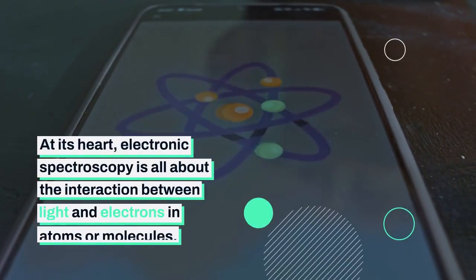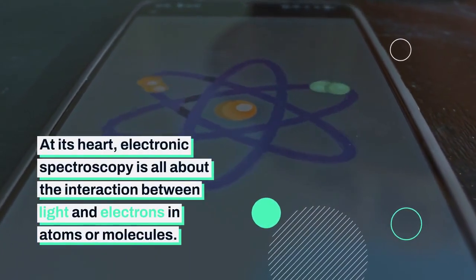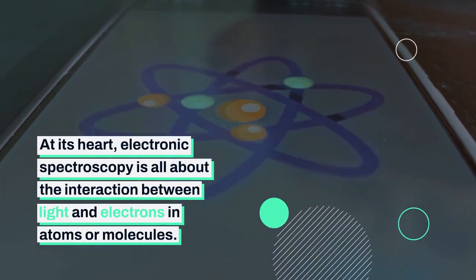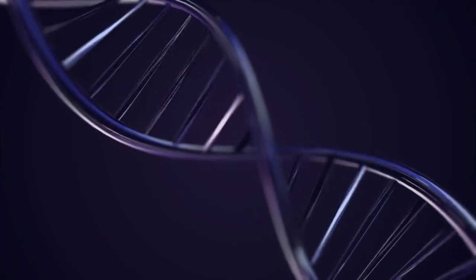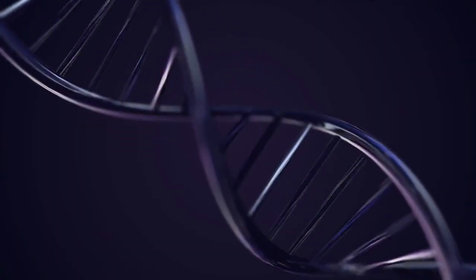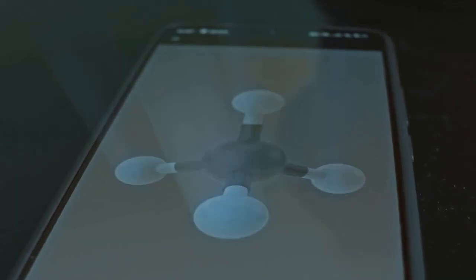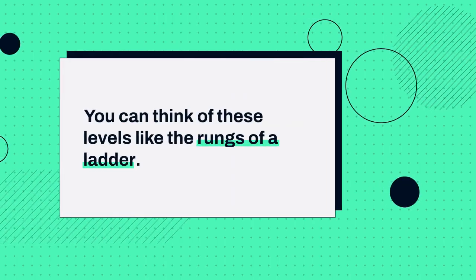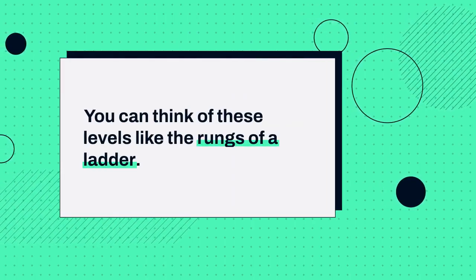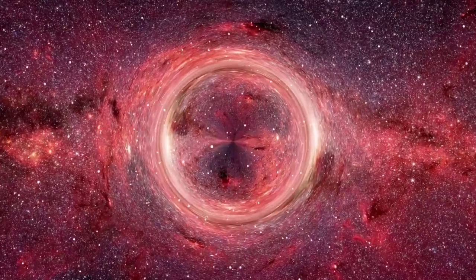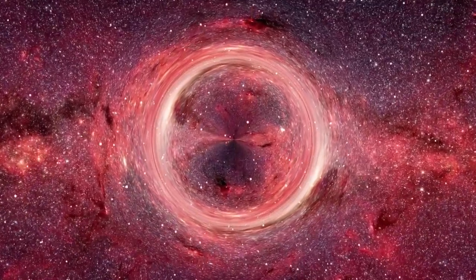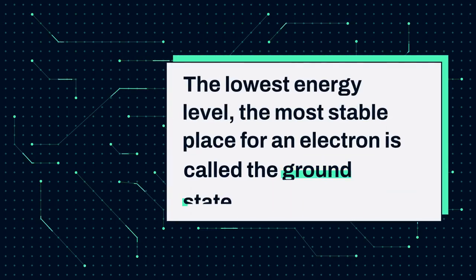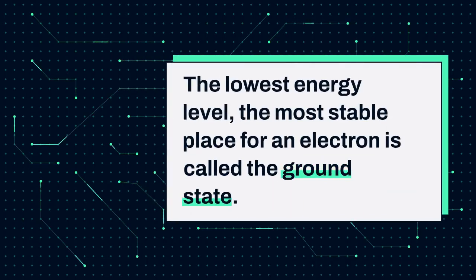At its heart, electronic spectroscopy is all about the interaction between light and electrons in atoms or molecules. Imagine electrons orbiting a nucleus. They don't just wander around randomly, they exist in specific energy levels, or orbitals. You can think of these levels like the rungs of a ladder. An electron can be on one rung or another, but never in between. The lowest energy level, the most stable place for an electron, is called the ground state.